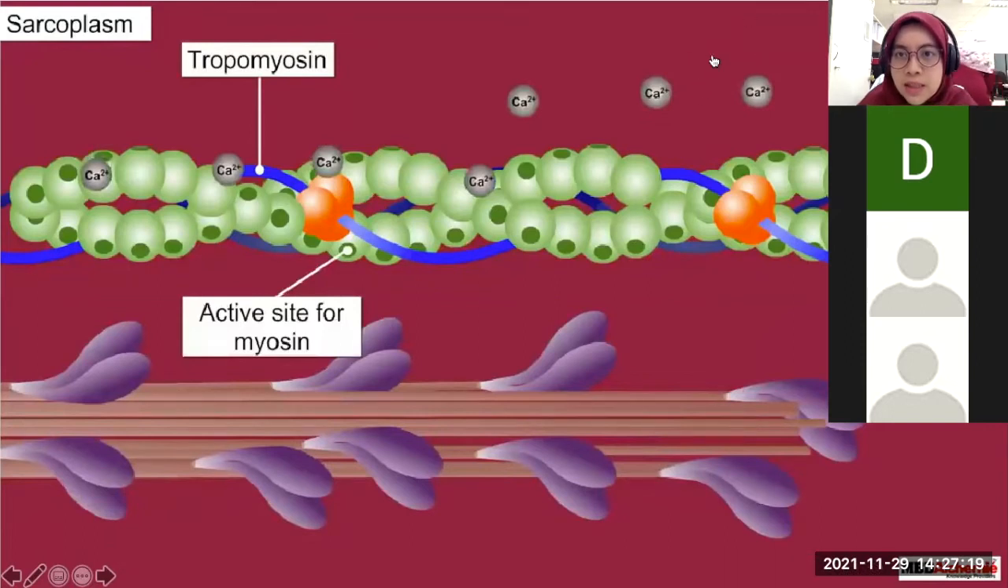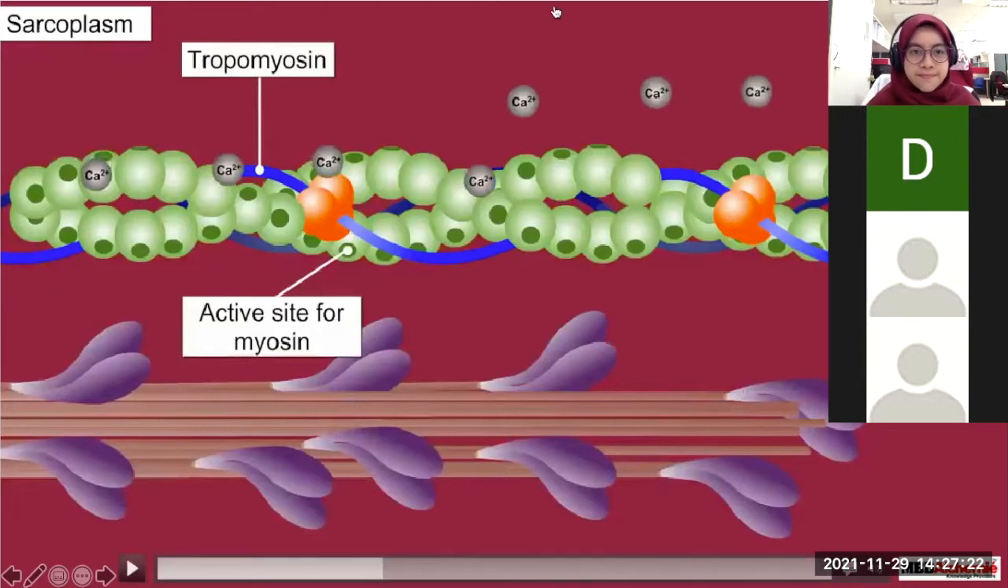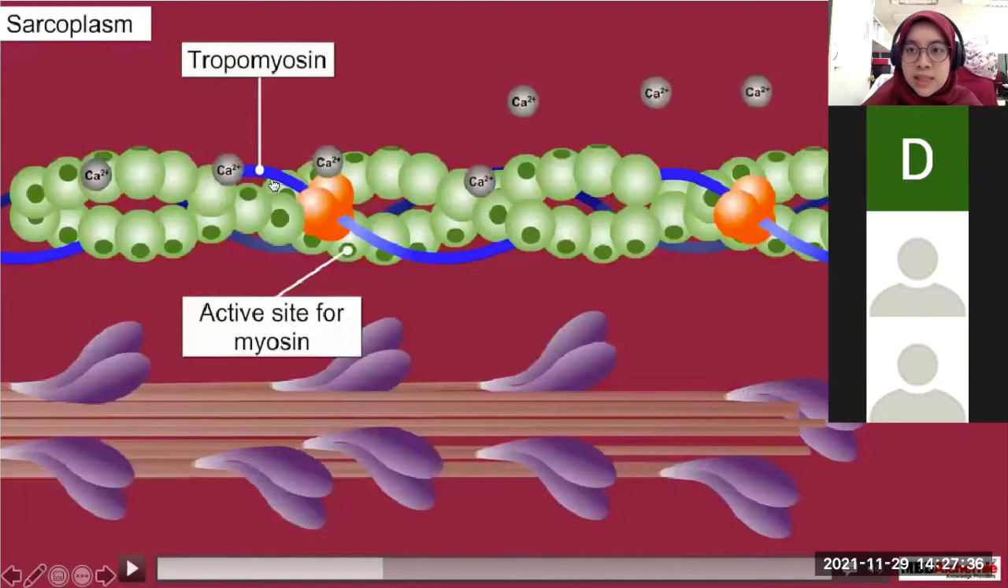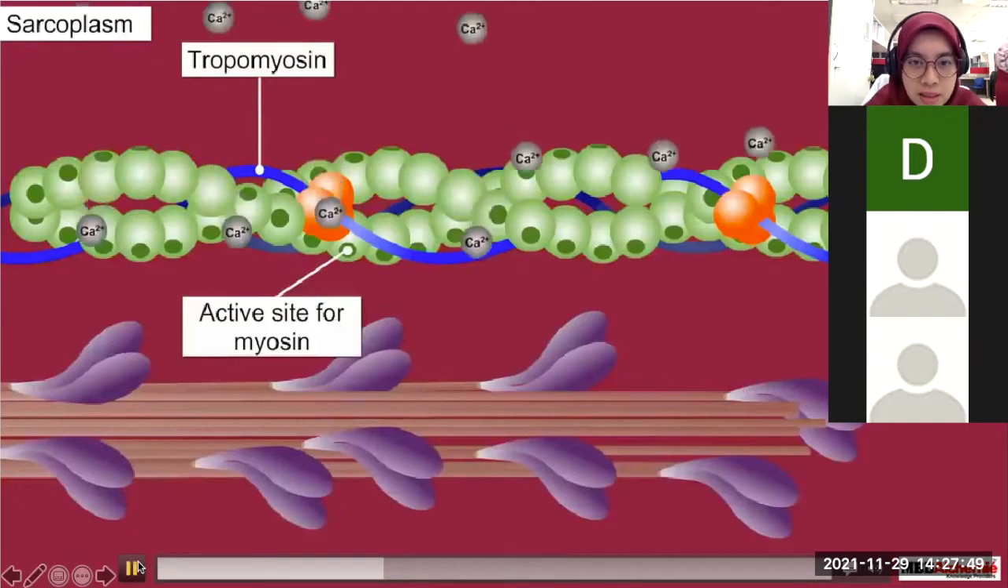Again, calcium ion will move into the cytosol and it will bind to this troponin, the orange colored one, and cause a conformational change of troponin and also tropomyosin. They will turn just now as you observe, and it will cause this binding site to be exposed to myosin. So it is easier now for the myosin head to bind to this actin.